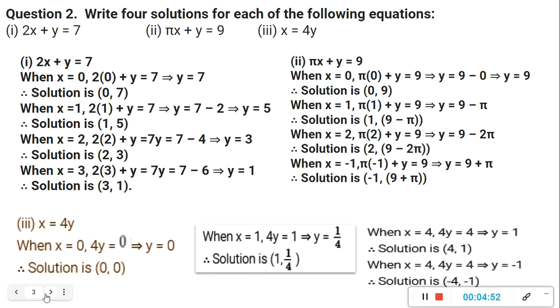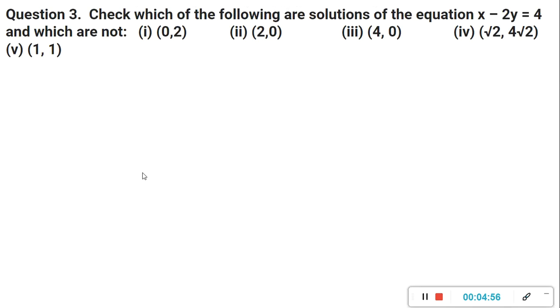Clear? Now we can see question number 3. Third question is: check which of the following are solutions of the equation x minus 2y is equal to 4 and which are not. So in each question we have to put the value there, then we will get the answer.